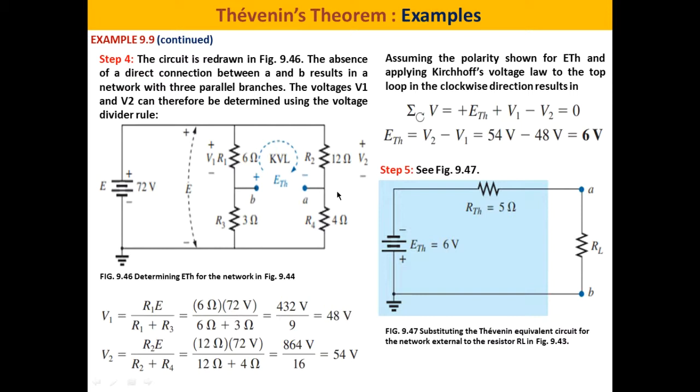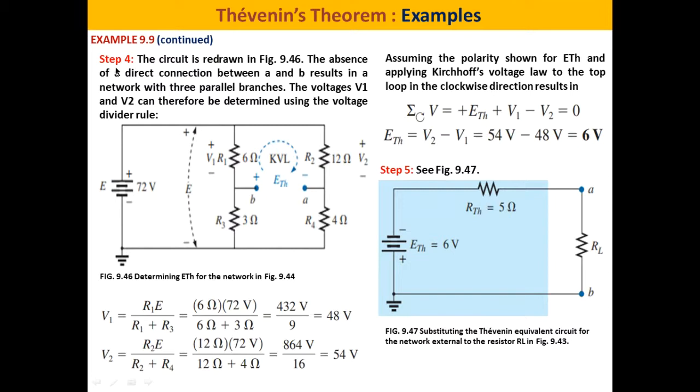What about V2? Again, we apply the voltage divider rule. We know the voltage across R2 plus R4 is 72 volts. So we can apply the voltage divider rule here to determine the voltage across R2, which is R2 times E divided by R2 plus R4, equals 54 volts. So once we have V1 and V2, we can determine E Thevenin easily. E Thevenin is equal to V2 minus V1, which is 54 minus 48 equals 6 volts.